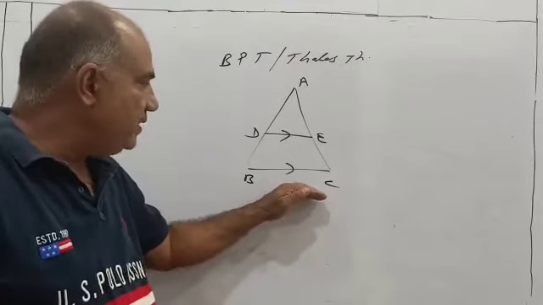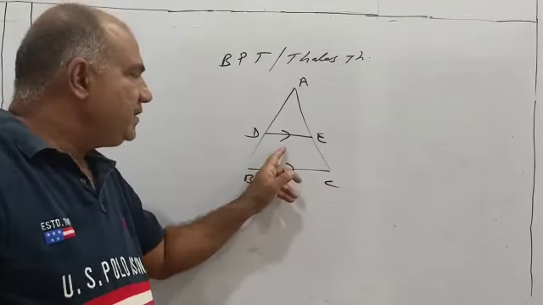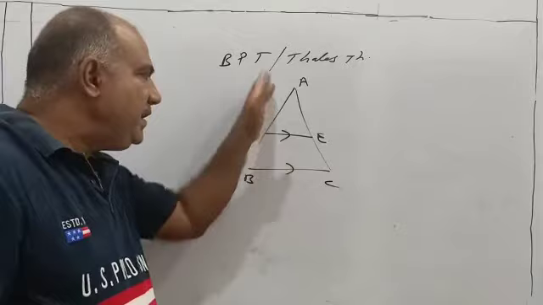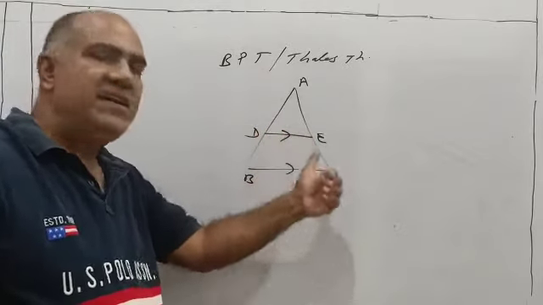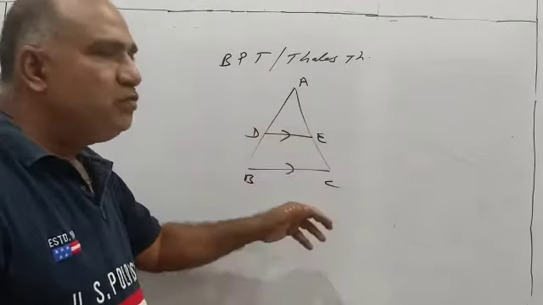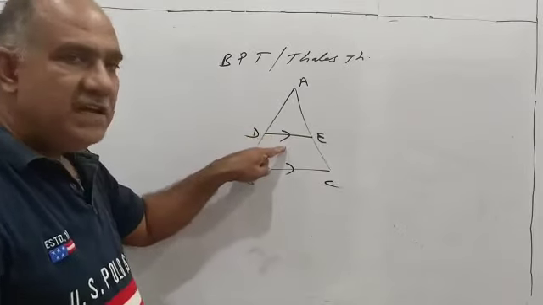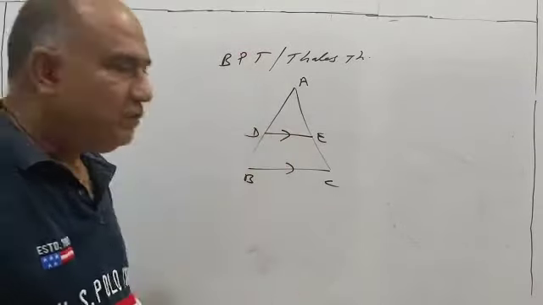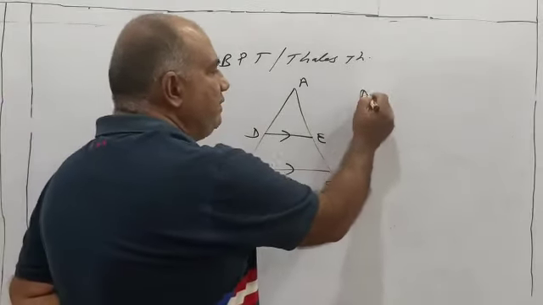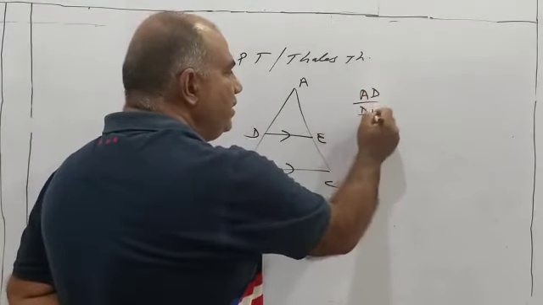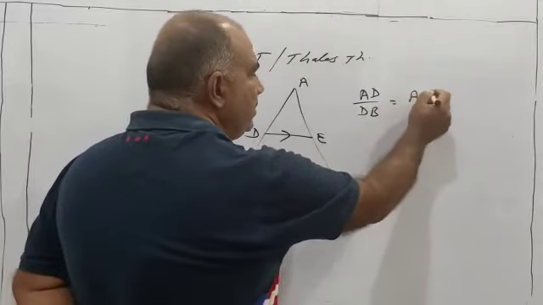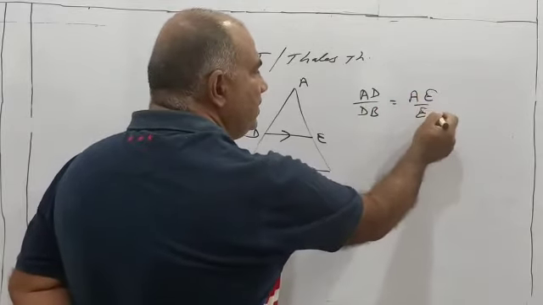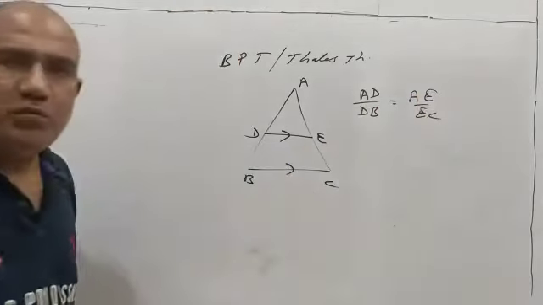See, ABC is a triangle, DE is a line drawn parallel to BC, which is one of the sides of triangle ABC, and it intersects the other two sides, that is AB and AC, at two distinct points D and E. Then what we need to prove is that line DE will divide AB and AC in the same ratio, which means only this, that we need to prove AD upon DB is equal to AE upon EC. This is what we have to prove.